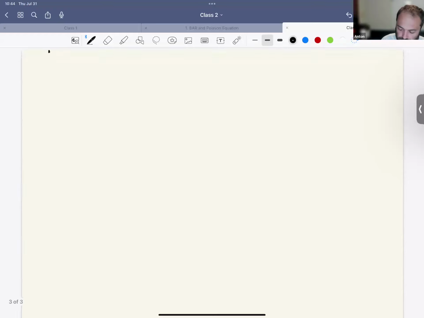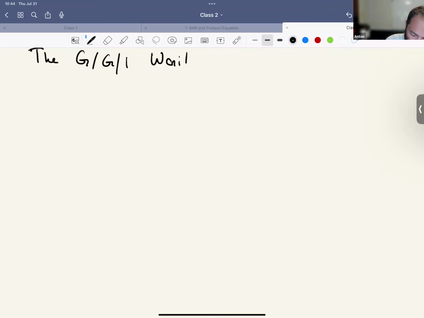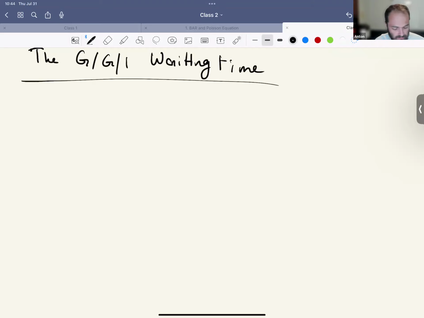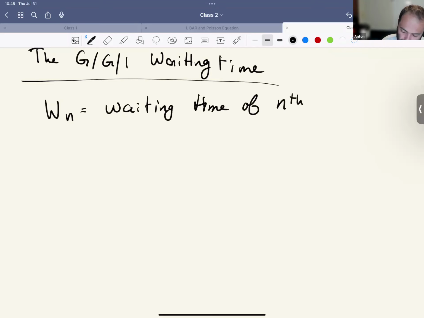Now, let's do another example just to show you when the drift method fails to give something useful, and how exactly it fails. So the G/G/1 waiting time. Okay, so W_n, now this is the linear recursion. The waiting time of the nth customer to enter the system.